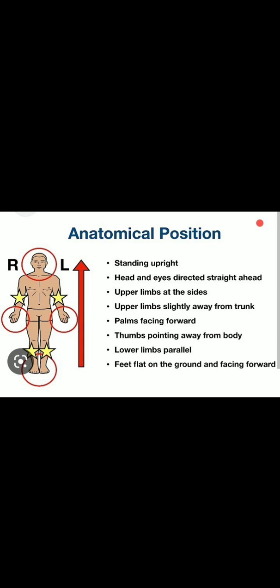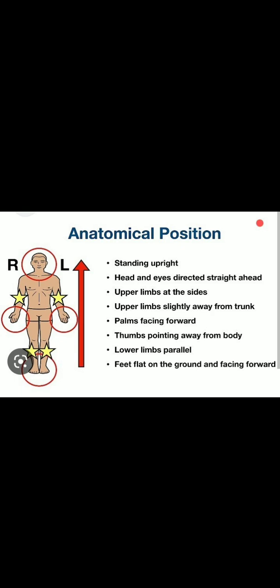Now let's look at the anatomical position. If you look at the arrow, it is showing upright. It has been directed upright. It means that the body should be erect or upright. We have the right side and the left side. Now you could see that I am having red ink on the head, the palms, and the feet. So this is how the body should be positioned anatomically.